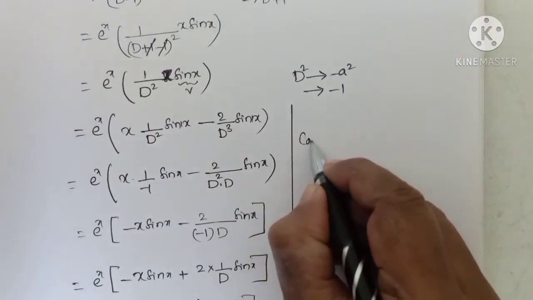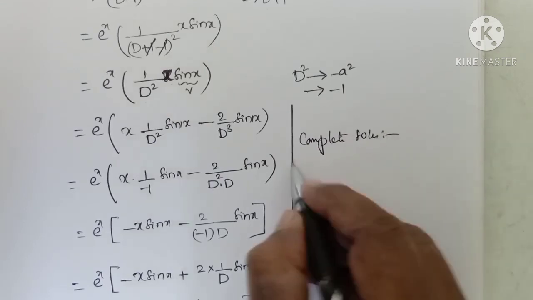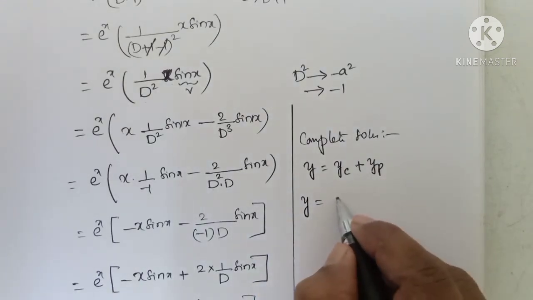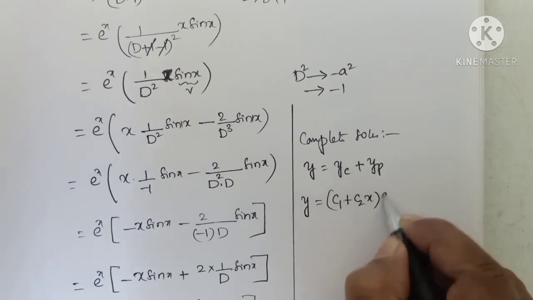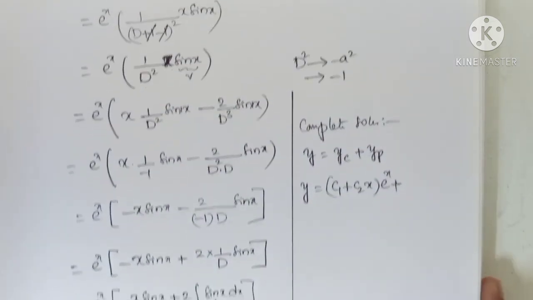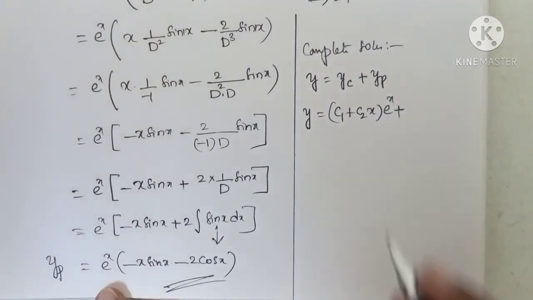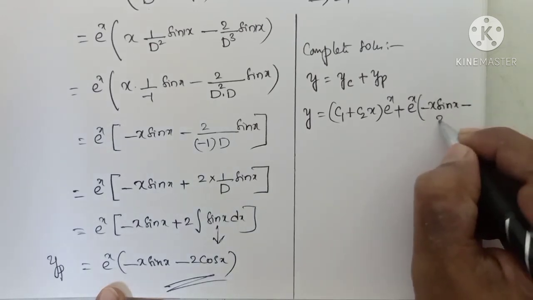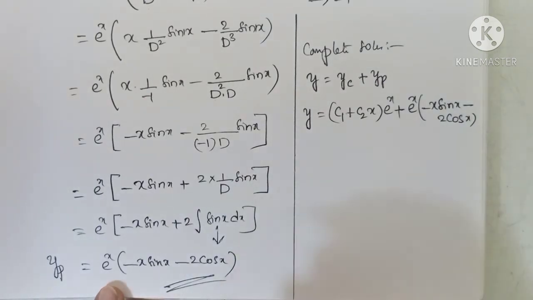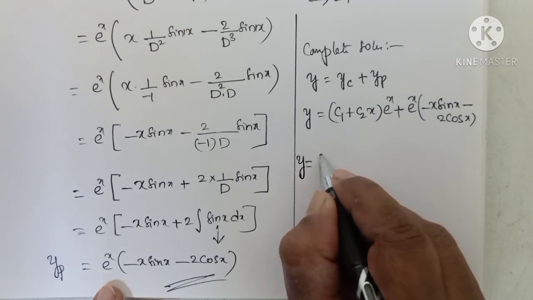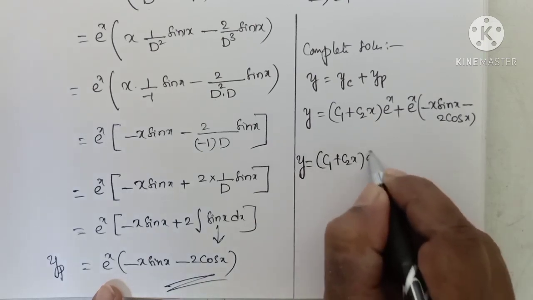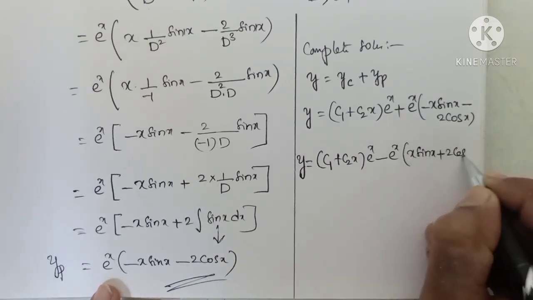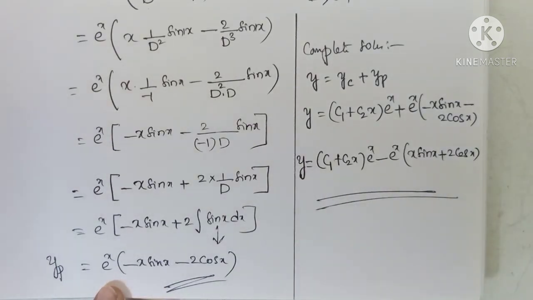Now we find out the complete solution. y is equal to yc plus yp. The complementary function yc is c1 plus c2x into e power x. Just now we got yp, e power x into minus x sin x minus 2 cos x. We can take minus as common. So therefore the complete solution we write as y equal to c1 plus c2x into e power x minus e power x into x sin x plus 2 cos x. This is the complete solution. This is the general solution.